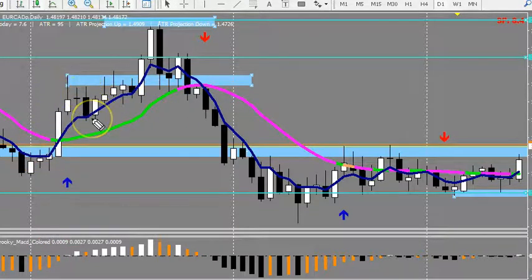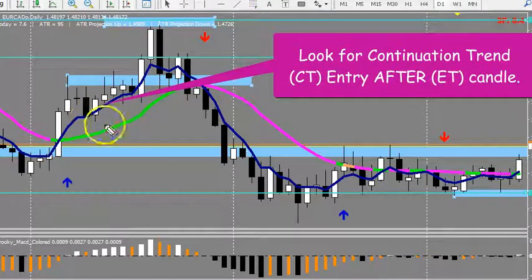So once price reverses, we look for what's called a continuation trend. We can only have one ET early trend trade set up, okay, at the beginning of the trend, the beginning of the phase going higher, and then we can look for continuation trends. So price can't go up forever. Price has now come back down. It's reversed. We look at this candle.